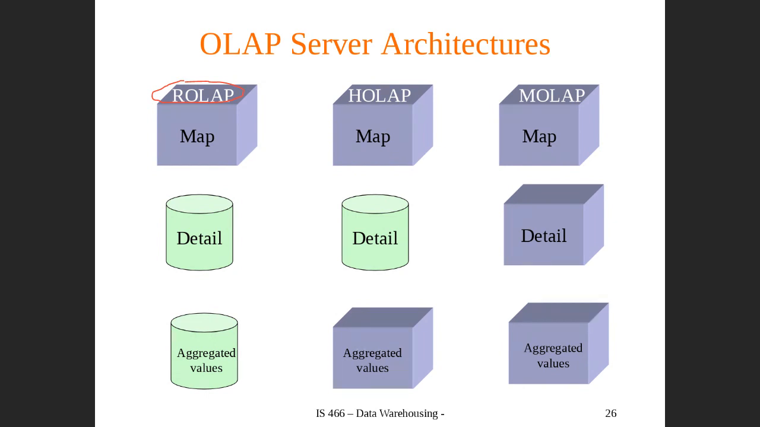What about multidimensional OLAP? Both the detail value and the aggregate value are stored in the multidimensional cube. What about the hybrid? Hybrid is the combination of relational and multidimensional. In the hybrid server architecture, the detail value is stored in the relational fact table, and the aggregate value is stored in the cube. So these are the features of the OLAP server architecture.